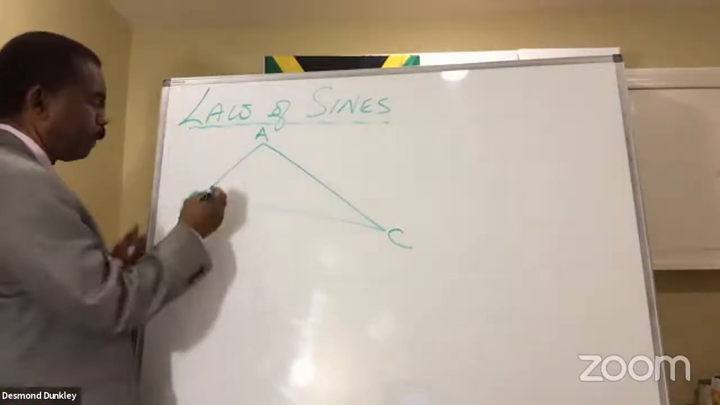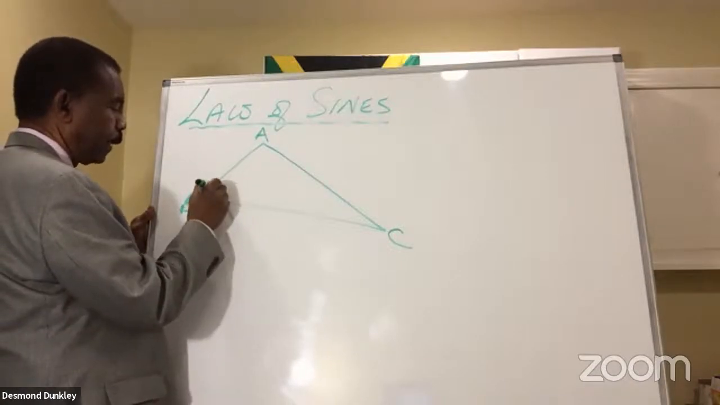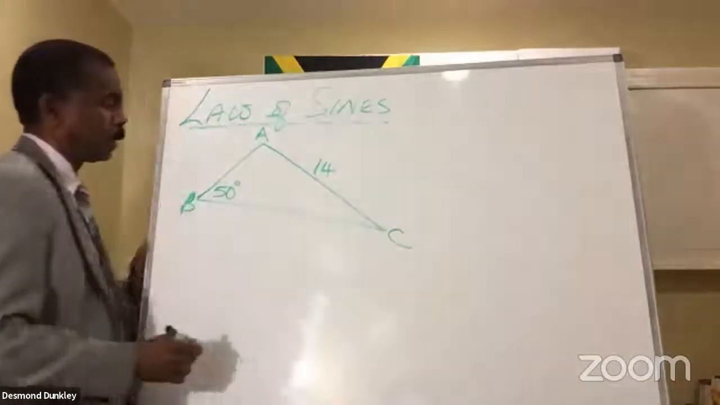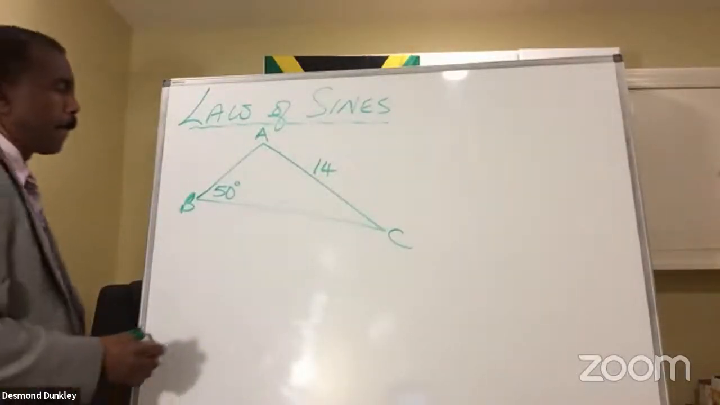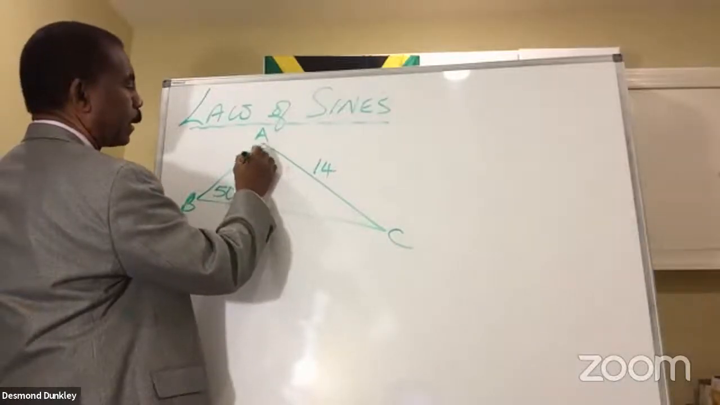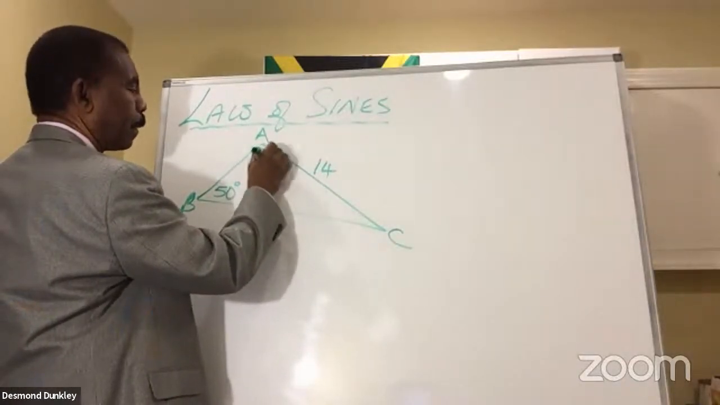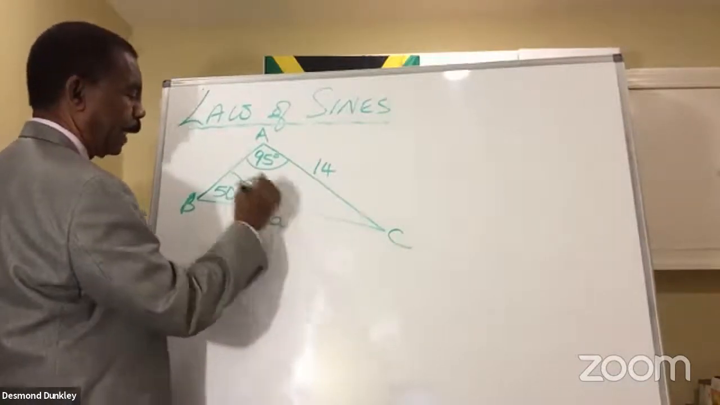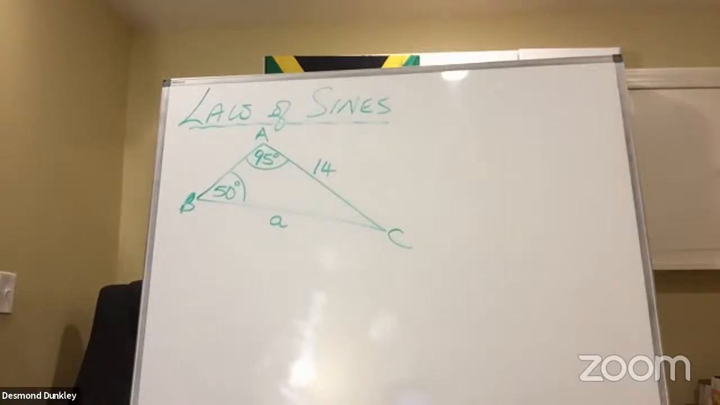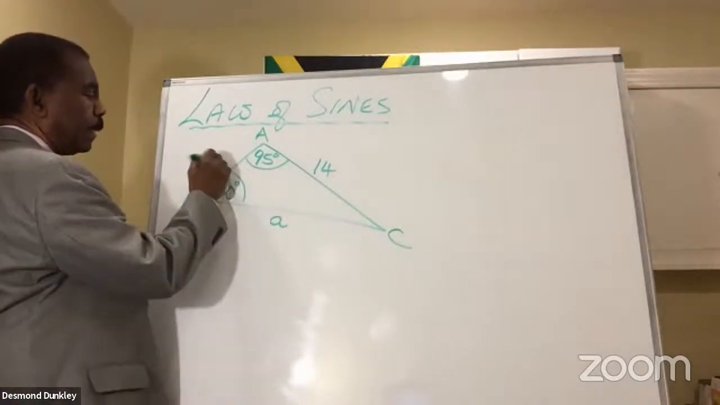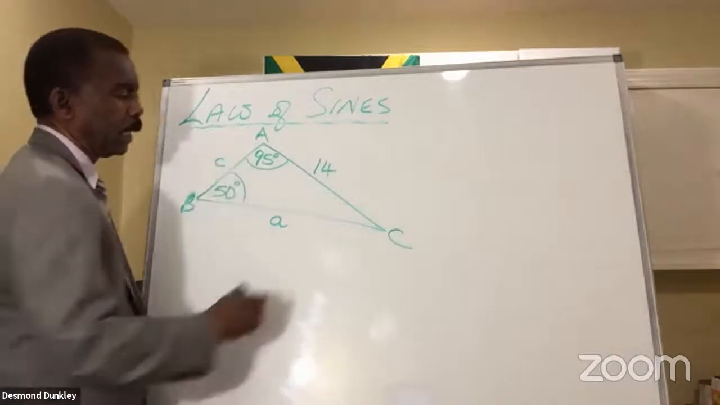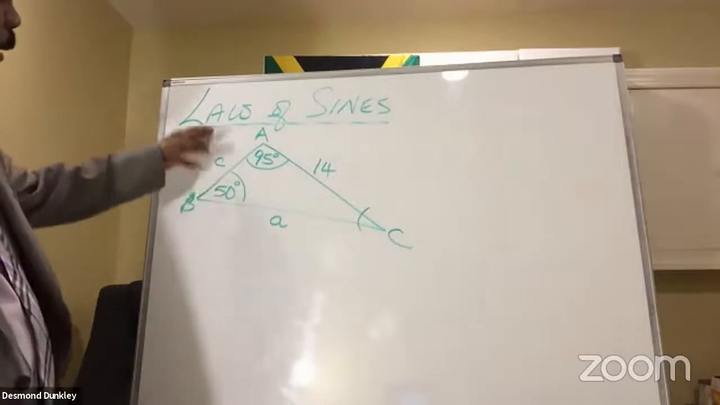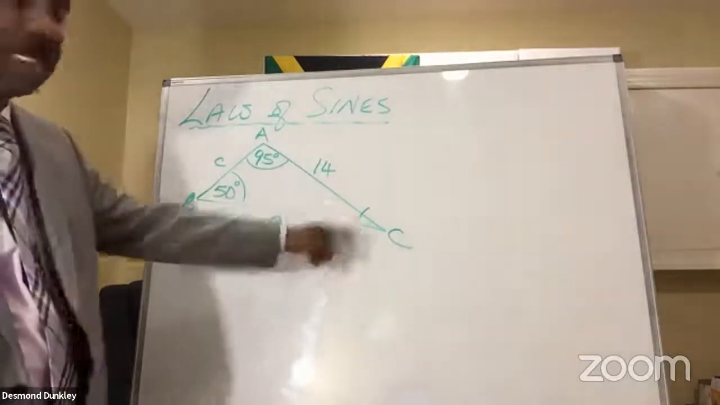Okay, so if this is 50 degrees, this is 14, and I told you that this is 95 degrees, and I say to you, find A. Find C, and also find angle C. So here it is. You're asked to find this side, and the missing angle.